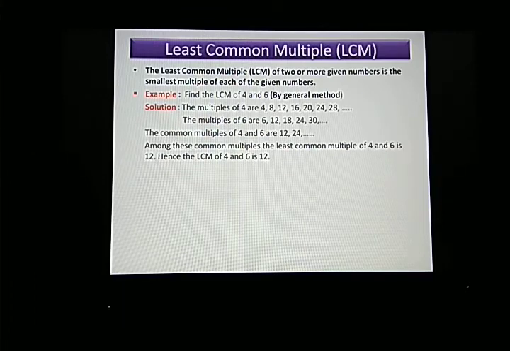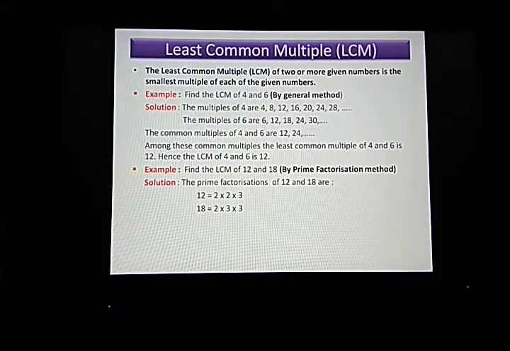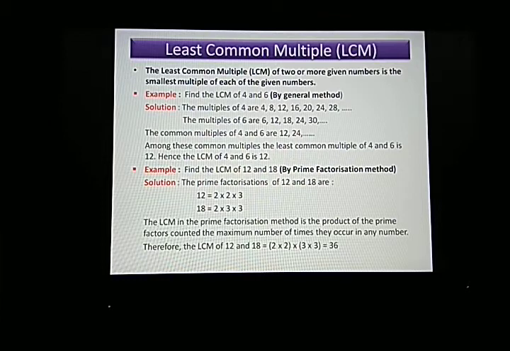Now the next one is what is known as the prime factorization method. This is also given in your textbook. So say you have to find the LCM of 12 and 18. So what to do here? As the name suggests, prime factors. So first of all we have to find the prime factors of the numbers. The prime factors of 12 are 2 into 2 into 3, and of 18 are 2 into 3 into 3. Now the LCM in the prime factorization method is the product of the prime numbers counted the maximum number of times they occur in any number.